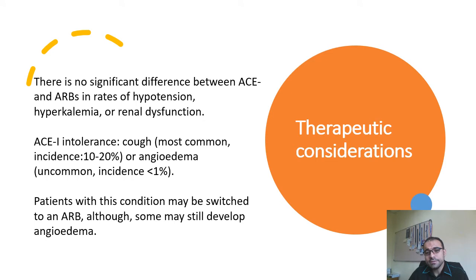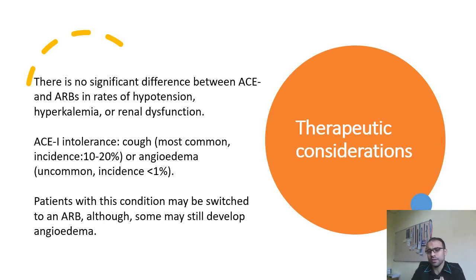One important point: is there much difference between ACE inhibitors and ARBs in terms of the impact on potassium level, renal function, or hypertension? No, not much difference. What about ACE intolerance? ACE intolerance in most cases is caused by cough or angioedema, and those patients can benefit from consideration of a switch to an ARB.